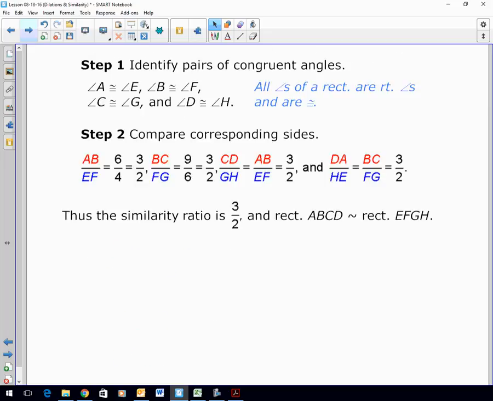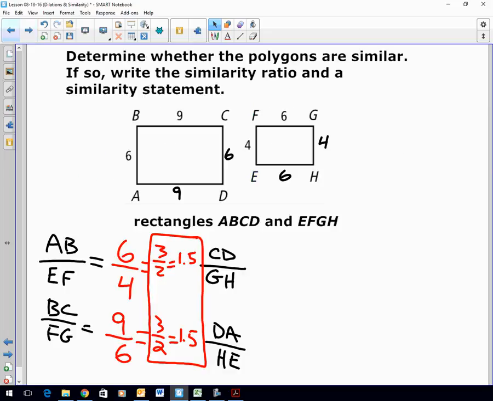All the congruent angles, they're all right angles. They're all congruent. All the sides, 3/2, 3/2, 3/2, 3/2, right? Every single one of these sides is 3/2. One last part that I forgot. I'm only going to do this one time, so make sure you write it down. Last part of this. Understand, this said write the similarity ratio. If I get that, that's what I put in the box.